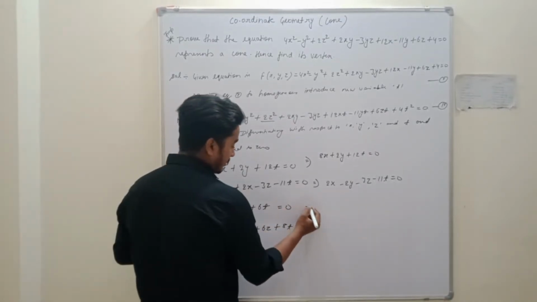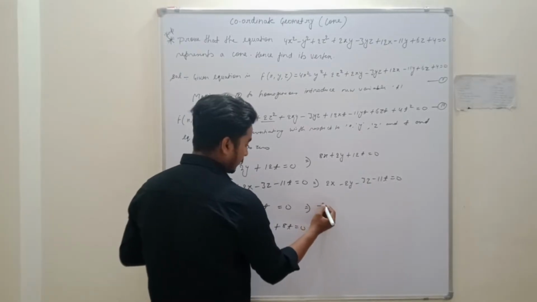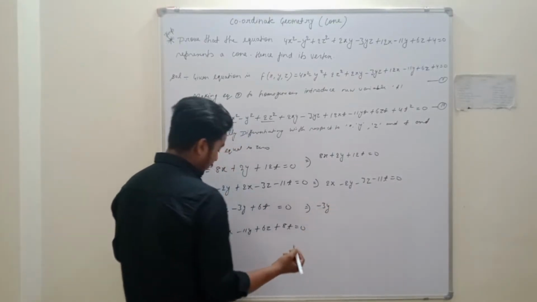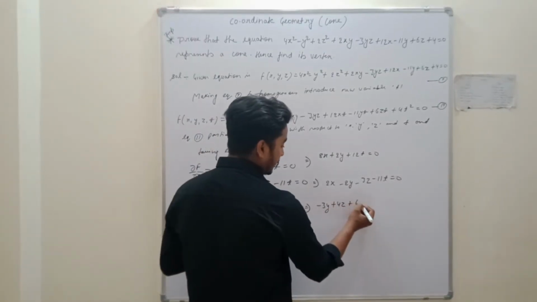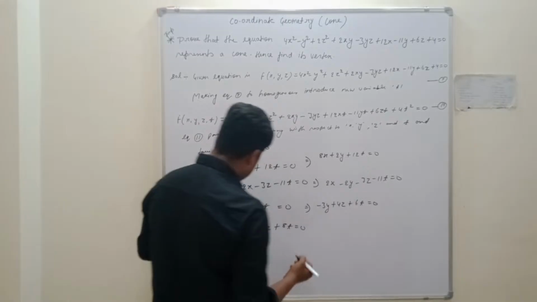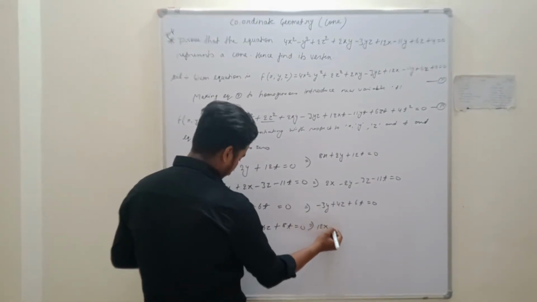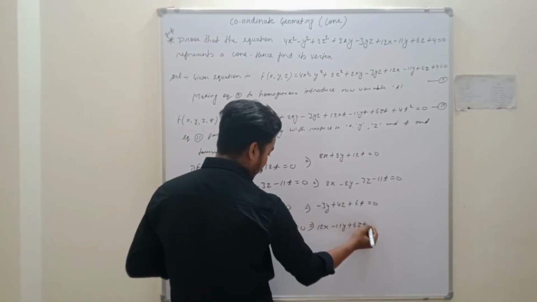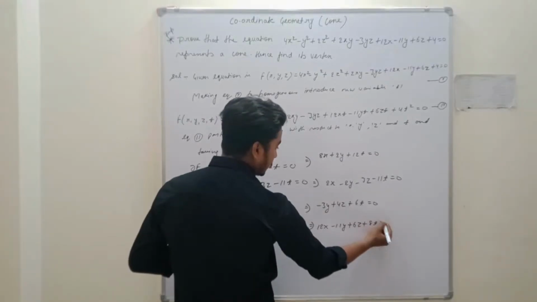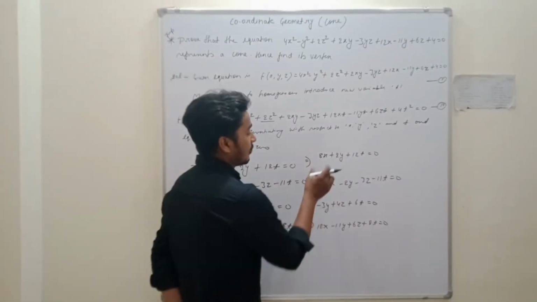We can write here, this is 4x minus 3y plus 4z plus 6t is equal to 0. In the last we have to write here, this is 12x minus 11y plus 6z plus 8t is equal to 0. And we can also write this equation taking from the left hand side.